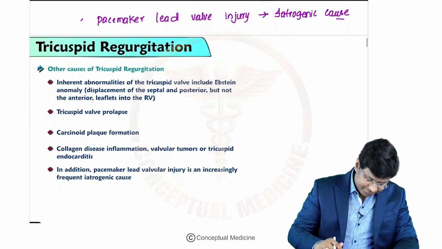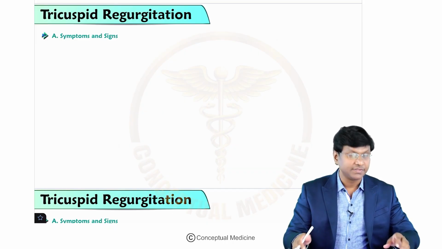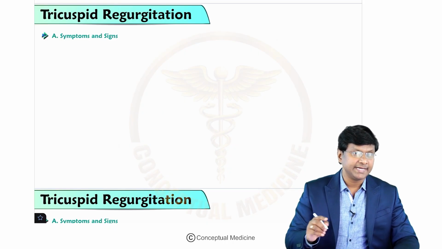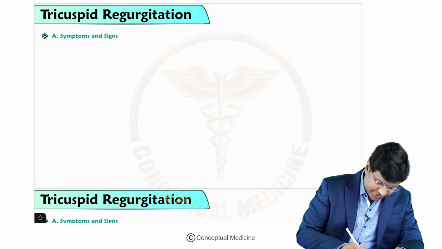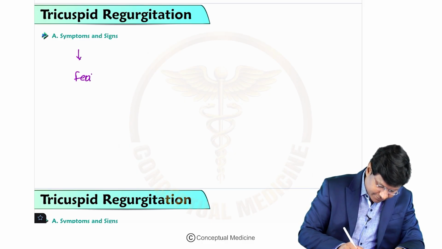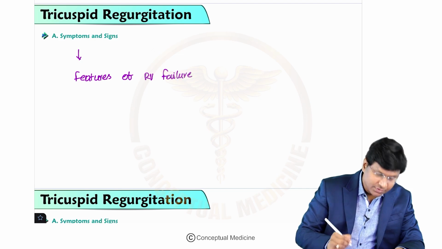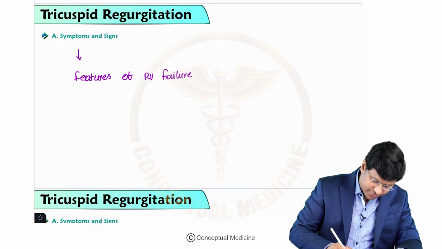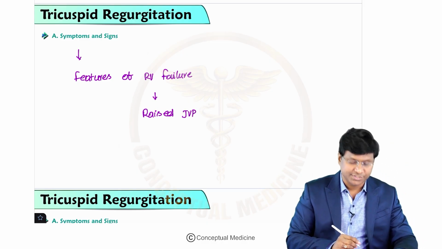Then what will be the signs and symptoms in these patients with tricuspid regurgitation? The signs and symptoms of tricuspid regurgitation are identical to those resulting from right ventricular failure due to any cause. That means these individuals will have the features of right ventricular failure. So what will be the features of right ventricular failure? The earliest sign will be the raised JVP.